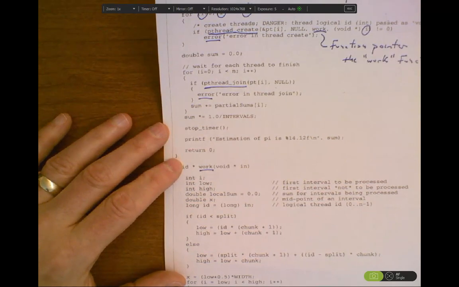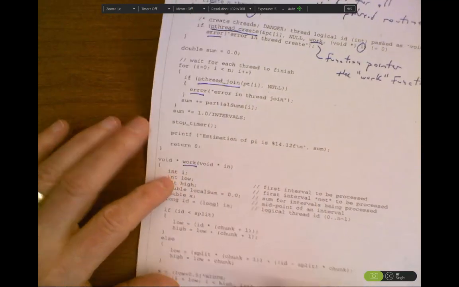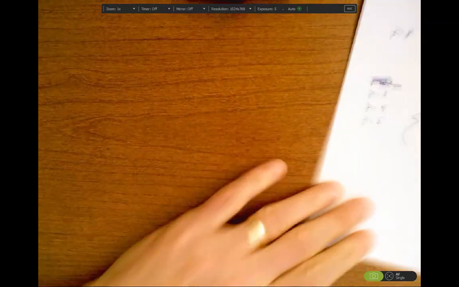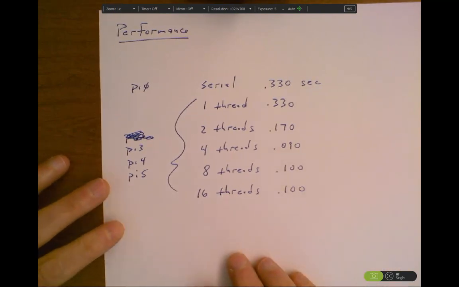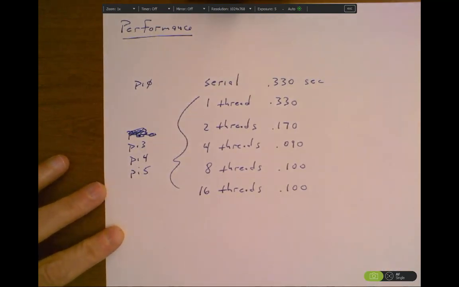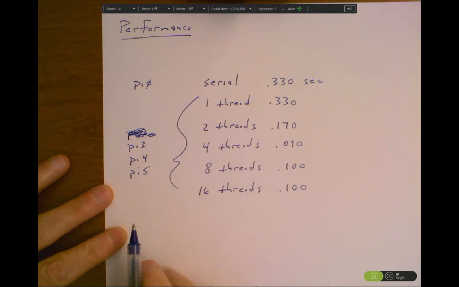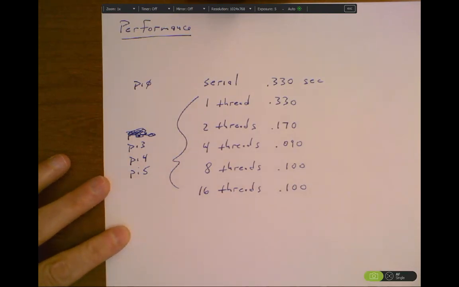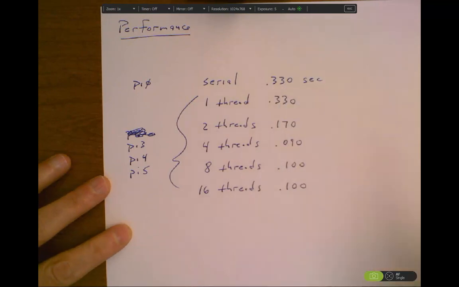All right. So what if I run that program? What kind of performance do I get? Here's what happened when I ran this program. These two programs, the serial program and this Pi3 program, and I also get similar results for my other two versions that I'll talk about later. I run it on my desktop. The serial program takes about 0.330 seconds to run.